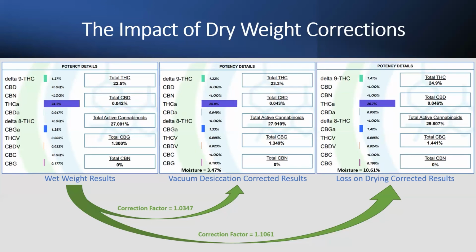As such, the correction factor that is applied based on the loss on drying method increases the result significantly compared to the increase seen when factoring in dry weight correction that is obtained using a vacuum desiccation methodology. We are looking at potency increases of 0.8% for THCA using vacuum desiccation versus 2.5% THCA using a loss on drying method.